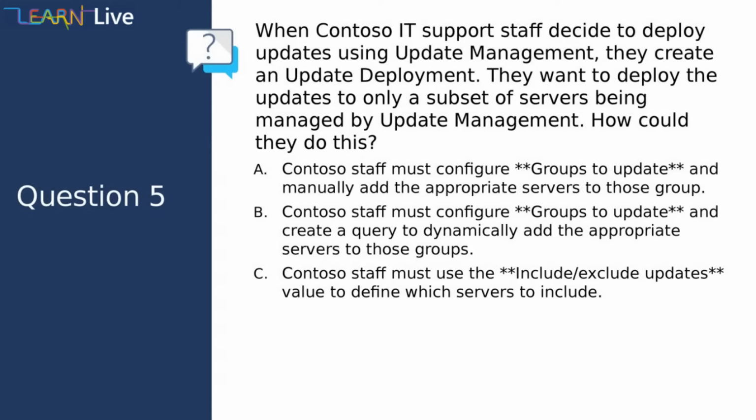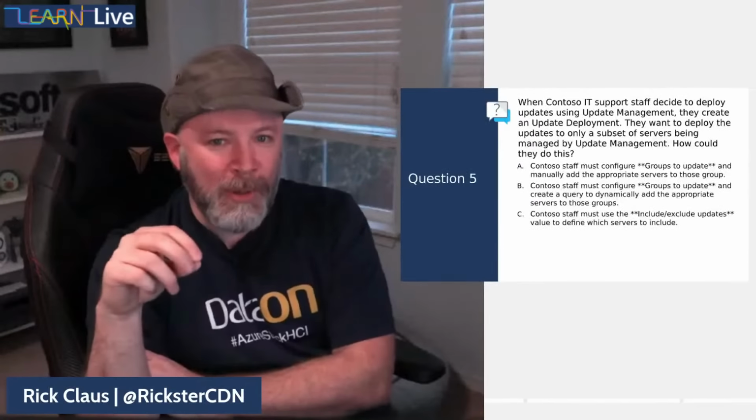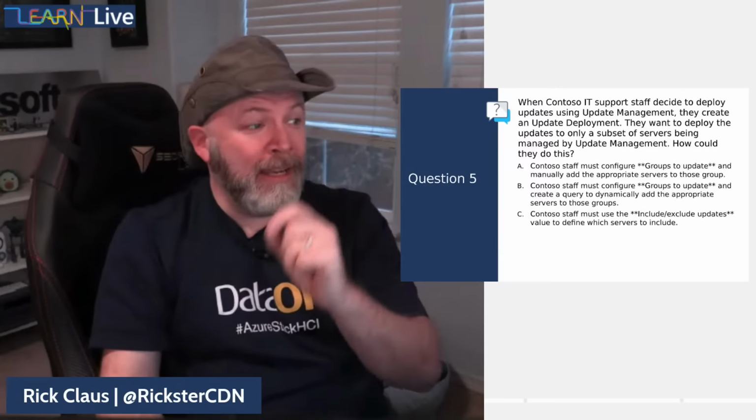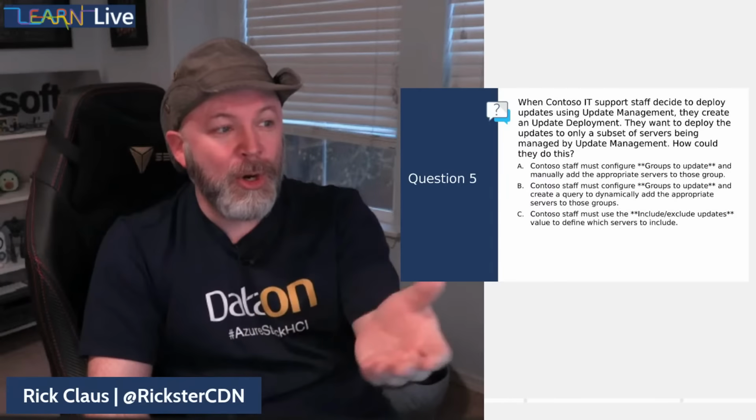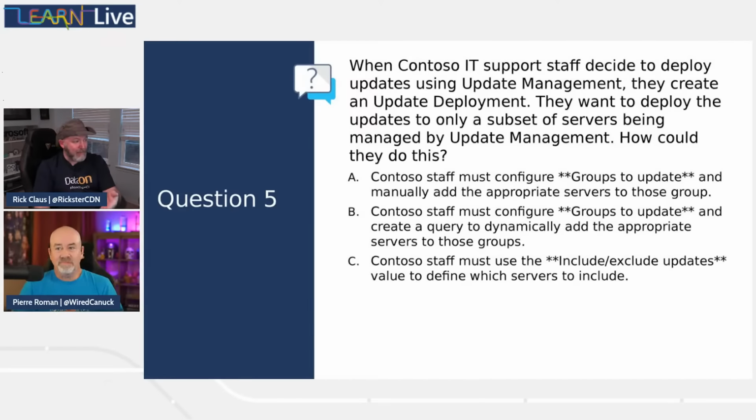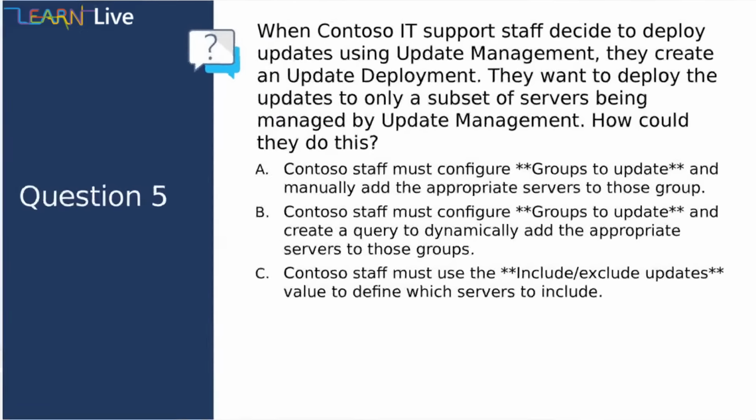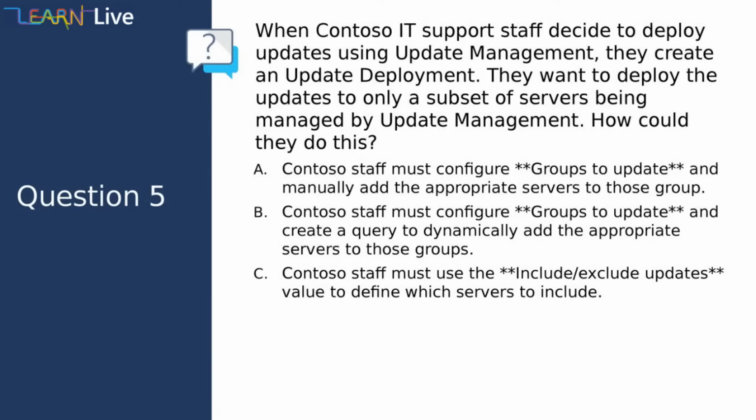If you remember from the recovery demo that we were doing, Pierre started to go in and started to do stuff inside the groups area. And I said, no, back out. We're not going in that section. That's right. That's because we were manually choosing items from the listing of machines, which was the second option when you're targeting the update process. So the manual process is not part of the groups update. That also then identifies letter B as possible here. Contoso staff must configure groups to update and create a query to dynamically add the appropriate servers to those groups.